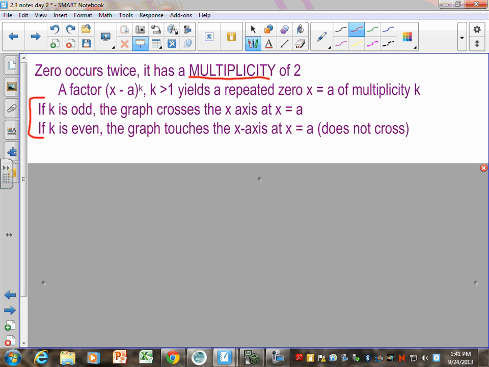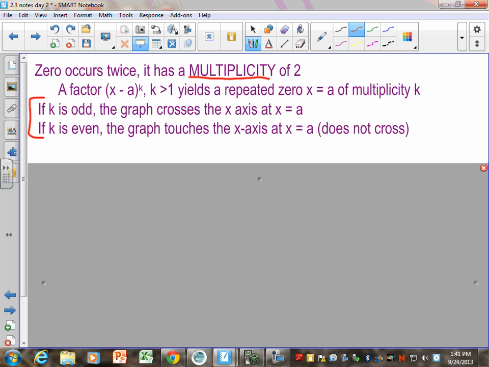We talked about this yesterday, and it's still really important when we're graphing. If your power is odd, remember that the graph at that 0 will always cross the x-axis. And if k is an even number, like x squared or x to the 4th, then it will just touch the x-axis at that 0 and not cross it. Very helpful when we're graphing these today.